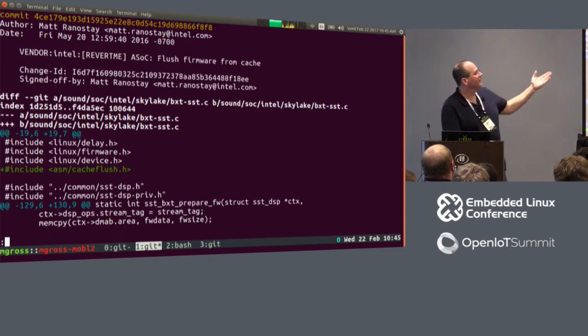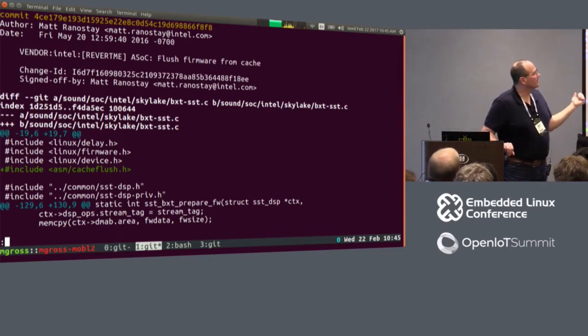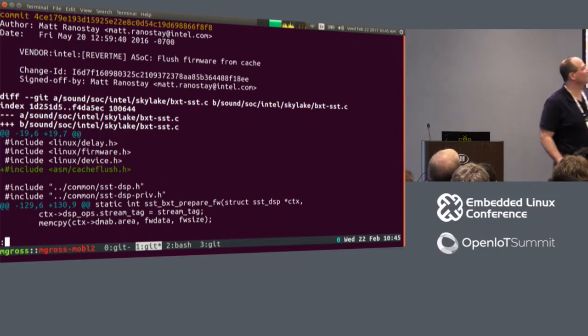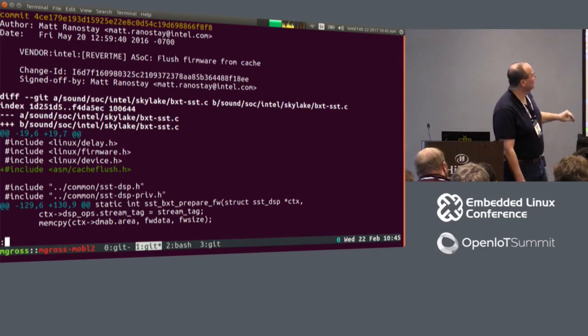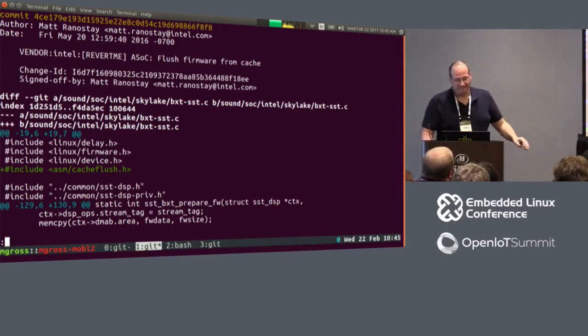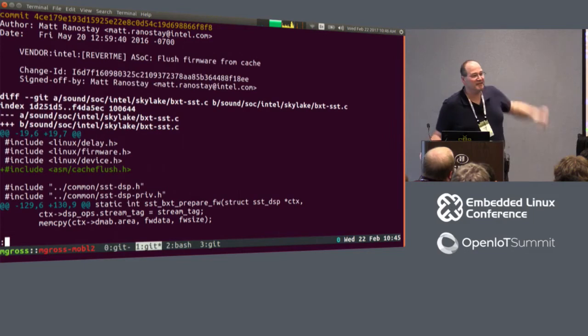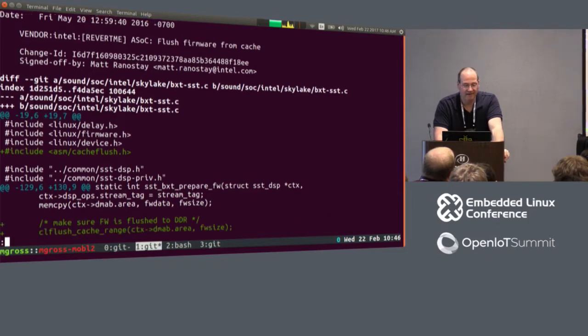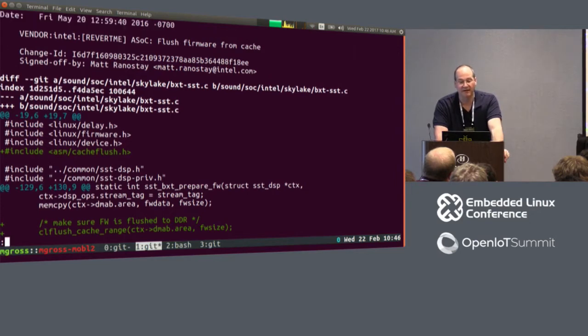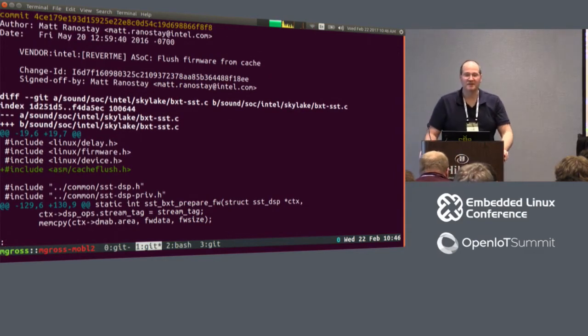It's not, because I've had to port this patch from 4.4 to 4.9, and I don't know if it's important. I'm pretty sure it is. Flushing the firmware from the cache is probably important to do, at least before you start up the device. But we have cache coherency on our hardware, so I'm not sure if this is actually needed. Other than that, it's actually a fine patch. It does what it says. It does something with flushing cache, so that's okay. It could be worse, you know.